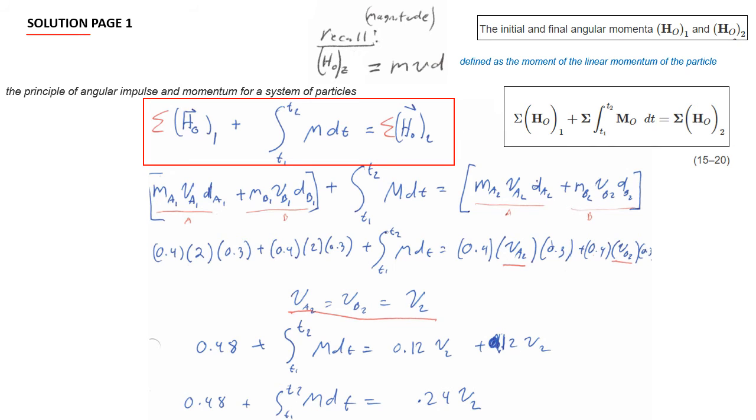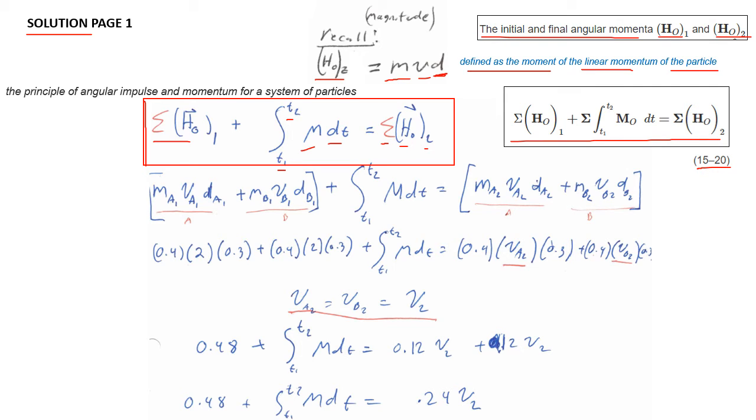So now as we begin our solution, we want to realize that our H_O values are our initial and our final angular momentum, and these angular momentum values are defined as the moment of the linear momentum of a particle, given by this expression here, m v, times in our case for this problem, our d here. So now we want to jump to our principle of angular impulse and momentum for a system of particles, and we have this general equation that we have boxed here. The summation of our H_O1 plus the integral from t1 to t2 of M_O dt is equal to the summation of H_O2, and this comes from equation 15-20 in our textbook.